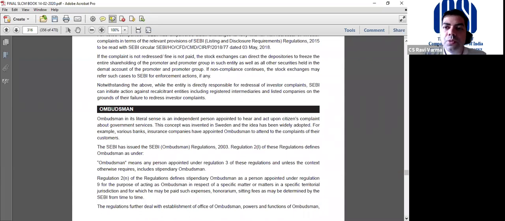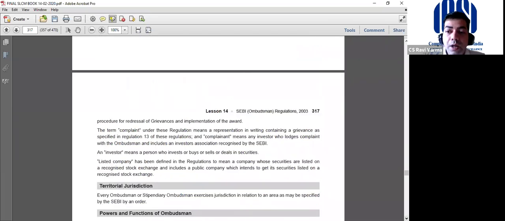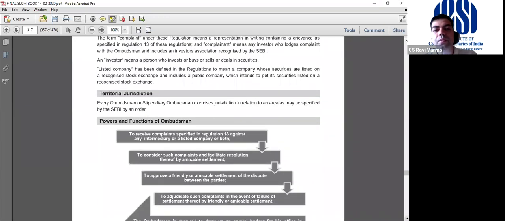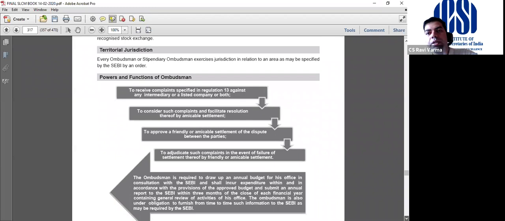Now you will say, sir, why should I listen to the ombudsman? For one reason: once the ombudsman says this, it takes the shape of an award. Once the ombudsman says this has to be done, it takes the shape of the award and has to be complied with accordingly. This is why the role of the ombudsman has increased. Now, what will be the jurisdiction of the ombudsman? The jurisdiction will be the location where the company is situated, like Kolkata, Mumbai, Chennai, Delhi. According to this, the ombudsman will be finalized.